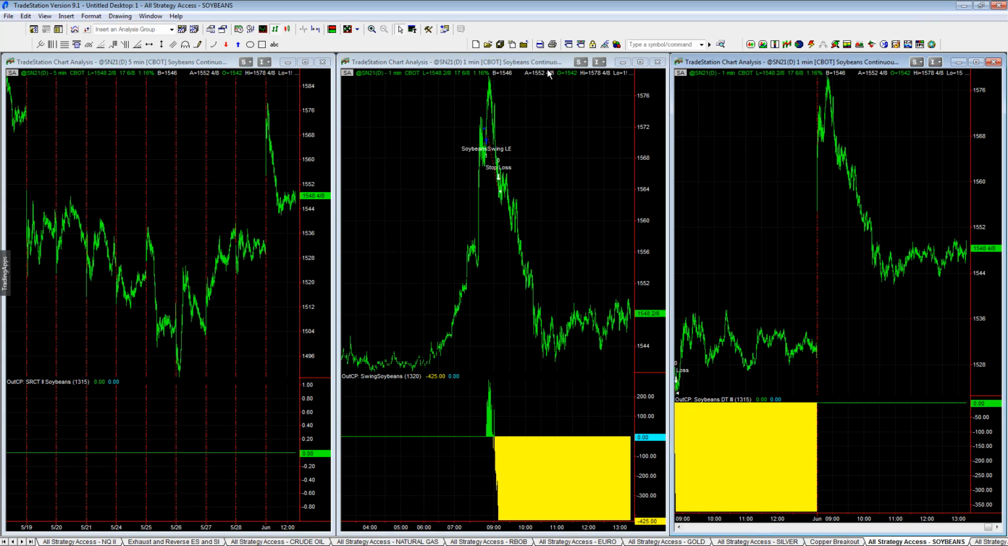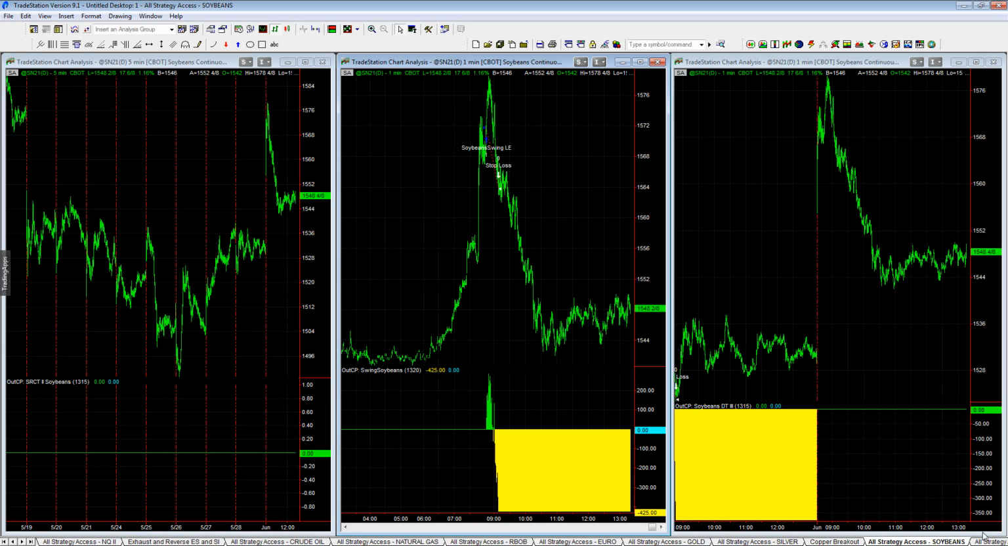Still ended up on the day about 1%, but well off its highs, just a V-top reversal in soybeans. And so interesting price action. Lost on soybean swing, minus 425.